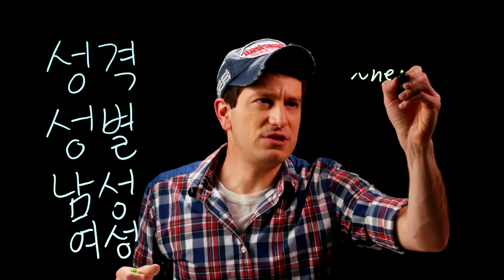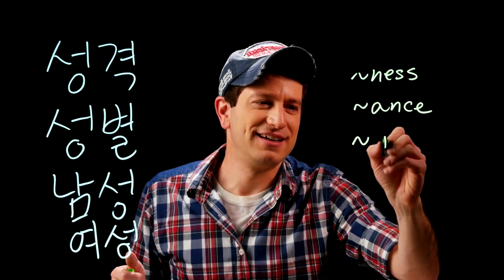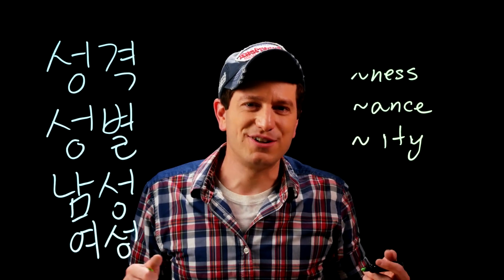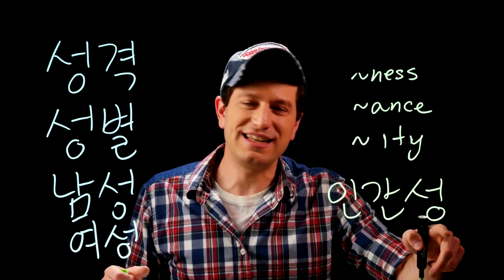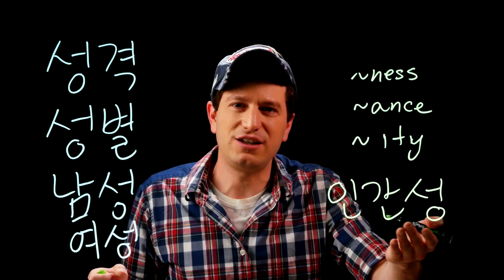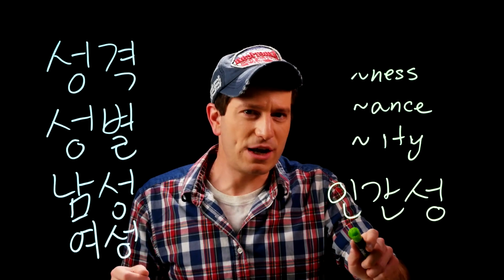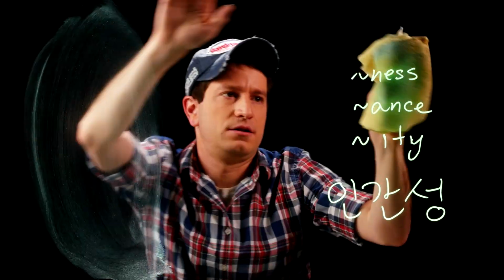A really common way that you'll see 성 used is to mean the nature of or the property of something when it's used at the end of a Hanja word. And when it's used this way, it's kind of like attaching -ness, or maybe -ance, or maybe -ity to some sort of noun. For example, 인간 means human, well, 인간성 is humanity. So the nature of being human, or the property of being human, so someone's humanity. Another way you can think of this is human nature, right? So human nature, humanity.